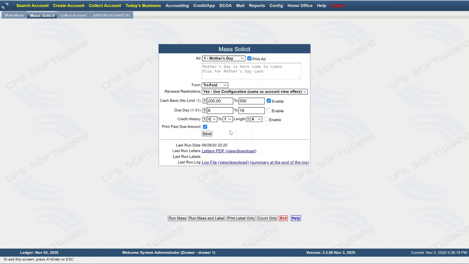If they're past due and they can come in and renew their loan, get back on track, do you want to print that past due amount that they are past due? So yes, go ahead and save this. The section below shows the last time that the mass solicitation was run. Some customers might do this once or twice a month, maybe the 5th, 15th, 20th of the month, to try to get people to come in early and renew their loans, just generate more business.